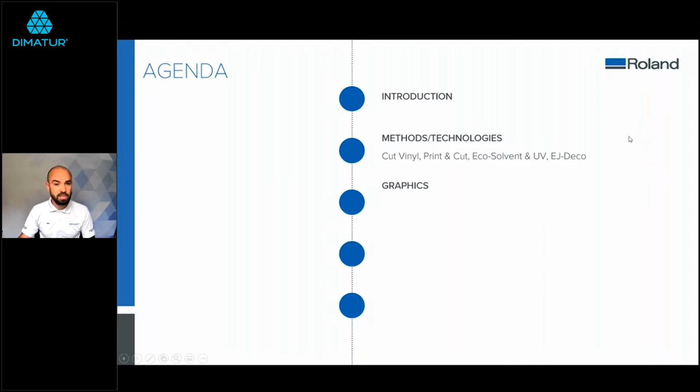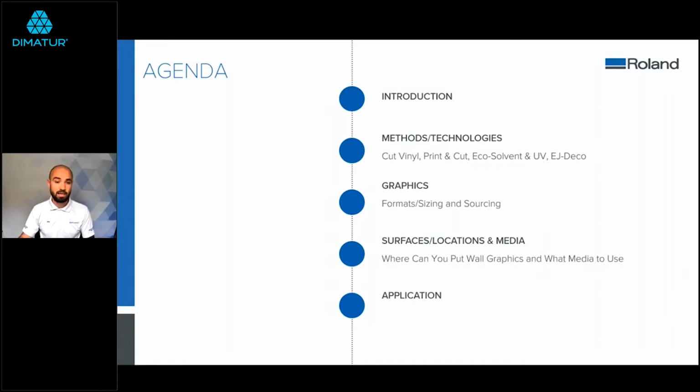Next up, we'll be taking a look at graphics, so formats, sizing, and sourcing of your graphics. We'll be looking at surfaces, locations for your wall graphics, and the range of media available for you to create those graphics. And finally, we'll be talking through a little bit about application, things to look out for, how to, and some of the tools and things that are available. And then we'll finish at the end of those.